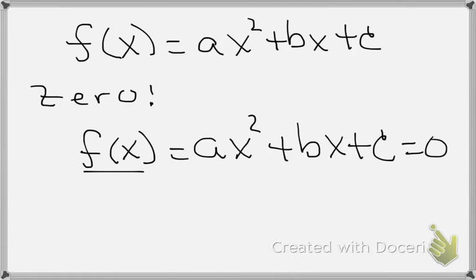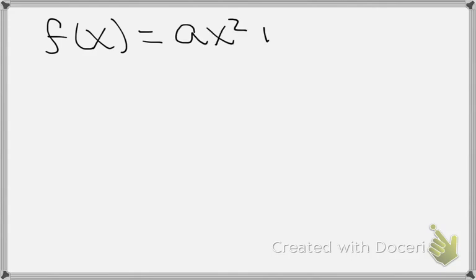Because remember that f of x is the same thing as y, and zeros are places where we cross the x-axis or y is equal to 0. Hence, finding zeros means f of x is equal to 0. So in our previous video, we did look at completing the square, and that could be used to find zeros. But here we want to look at something called the quadratic formula.